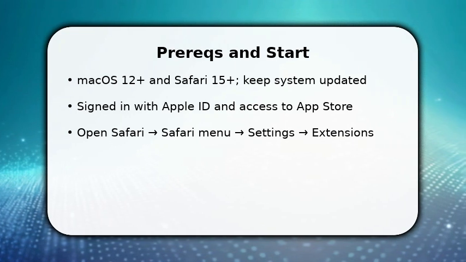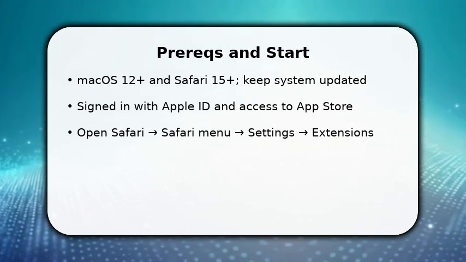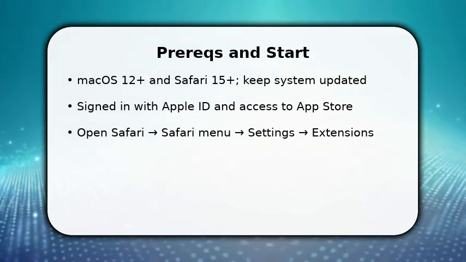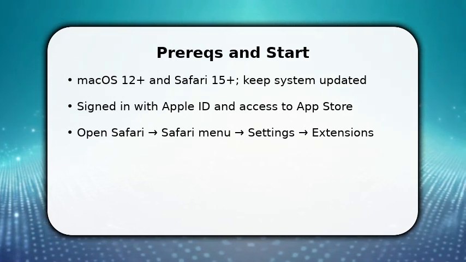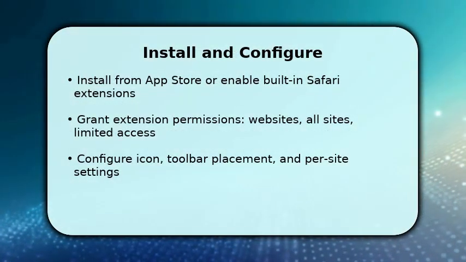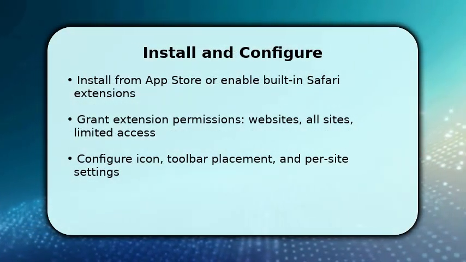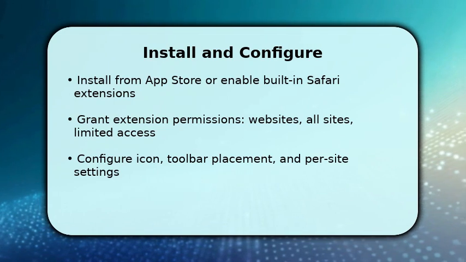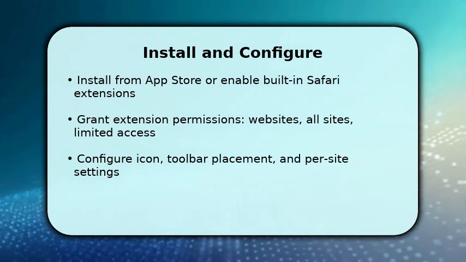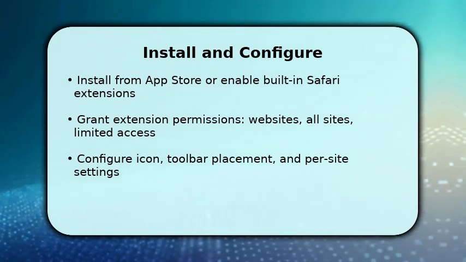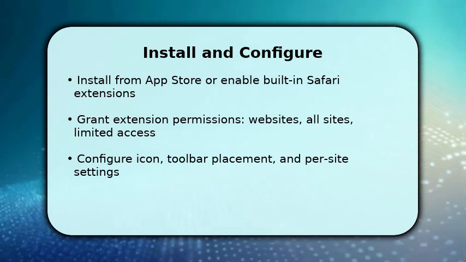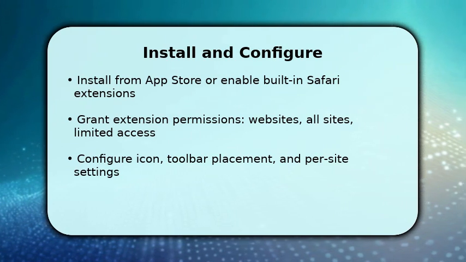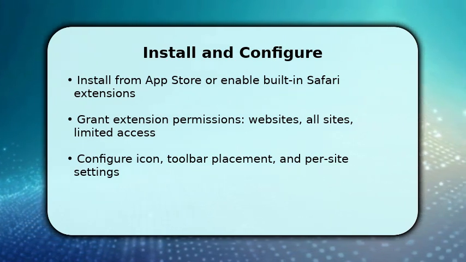This start moves you from planning to action, so you can install or enable extensions without delays and control permissions from the outset. Next, install and configure. Find an extension in the App Store or use Safari's built-in list, then click Install or Enable. Make sure to review and grant only the permissions you need. Choose all sites, specific sites, or while visiting to limit access.